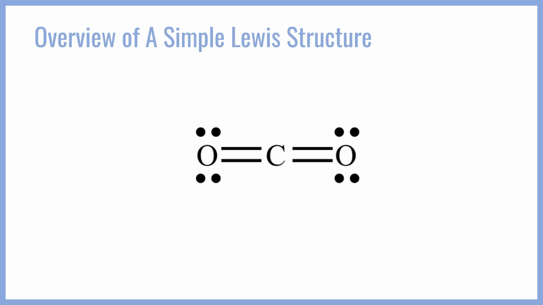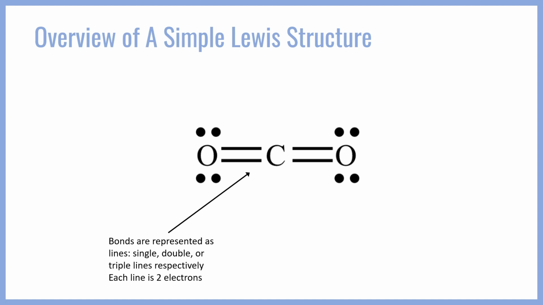The bonds are represented as either single, double, or triple lines to represent the kind of bond, a single, double, or triple bond, between the atoms. Each line represents the two electrons present in a covalent bond and shows the connection between which atoms are participating in the bond. So in this case, the C is double bonded to two different oxygens, which are themselves not bonded to each other, only to the carbon.